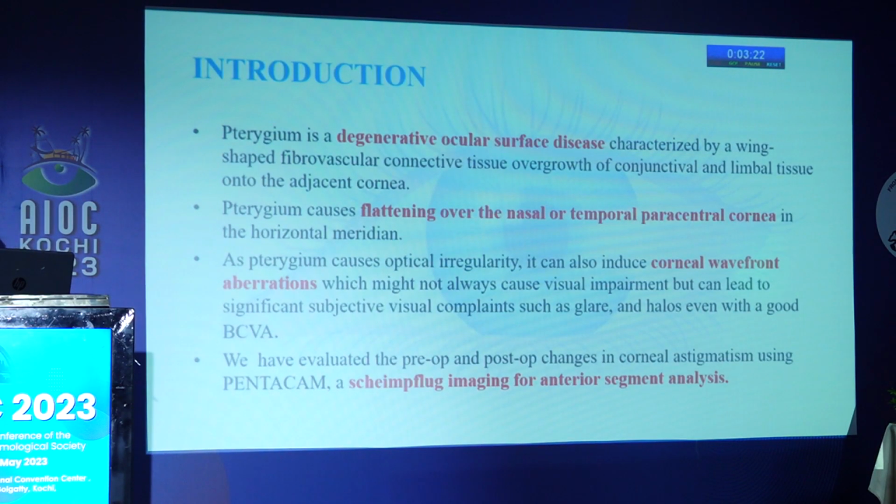acuity. Conventionally, we use a keratometer to record the radius of curvature of the anterior corneal surface, but the keratometer usually measures a fixed chord length of 3 mm, which lies in the central optical zone, and it fails to identify changes in the peripheral cornea. So we evaluated the preoperative and postoperative changes in corneal astigmatism using Pentacam, a Scheimpflug imaging system for anterior segment analysis.